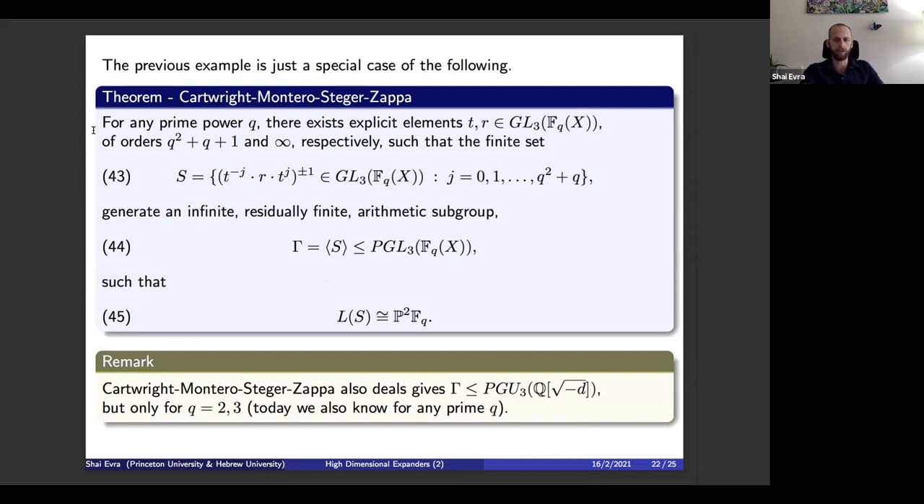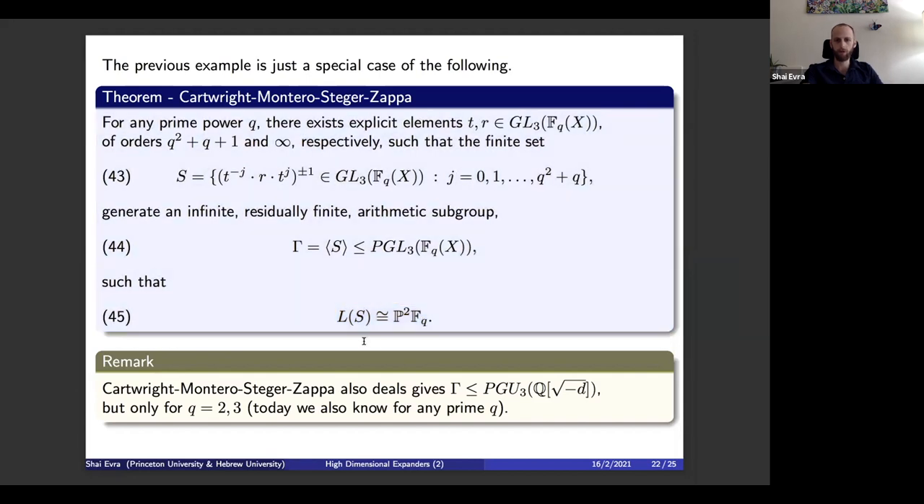Cartwright and Steger have many works on building very interesting arithmetic groups with special properties. This is the fact that the link graph is the line versus point graph of the projective plane, one of the special properties that they have studied, and they have many, many examples of such generating sets. For any prime power Q, they tell you how to generate T and R.